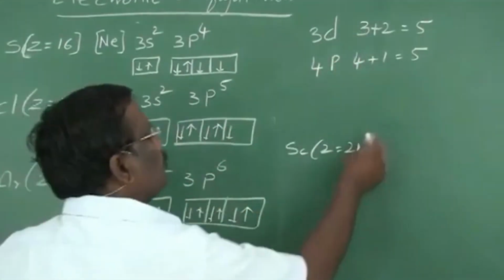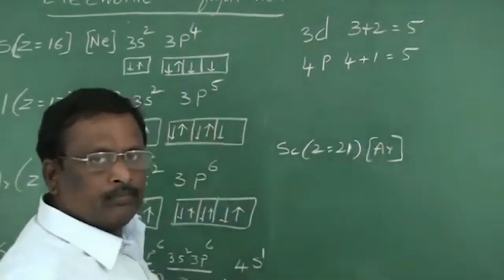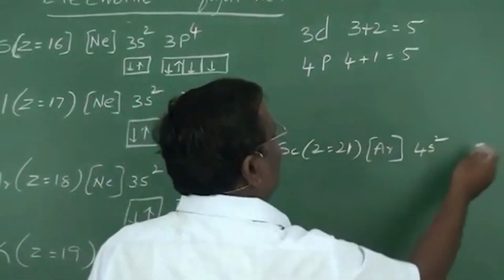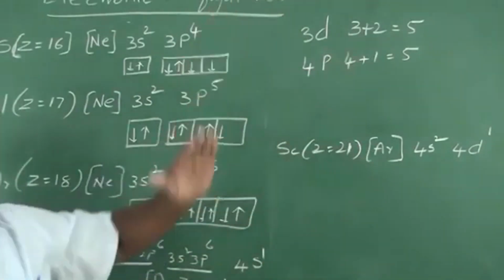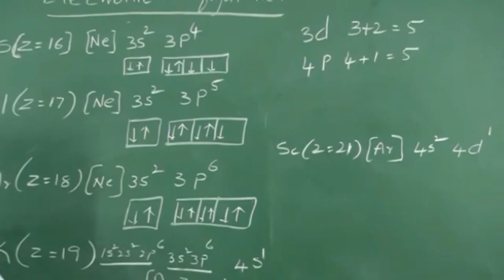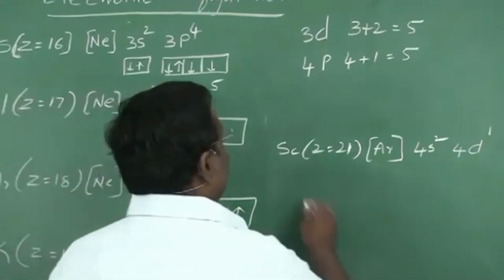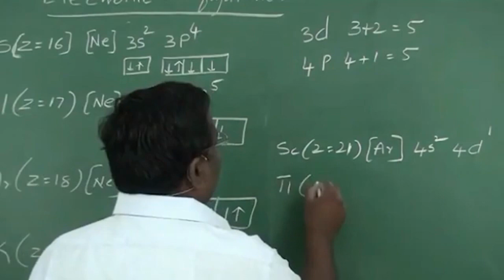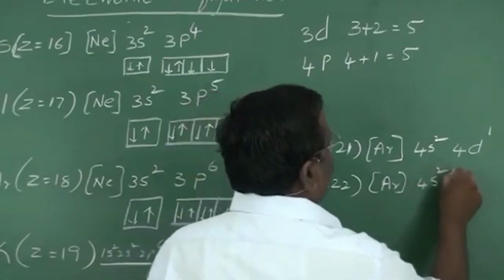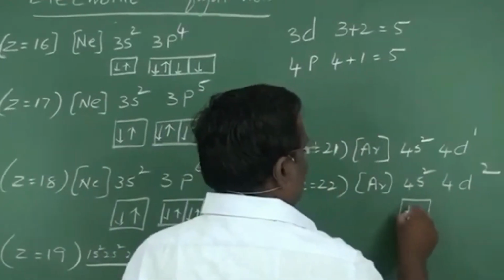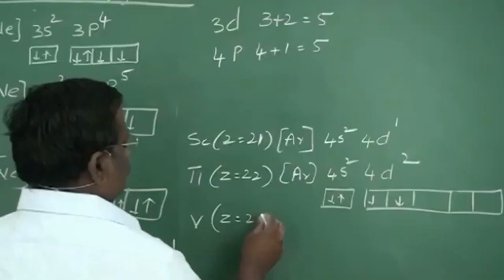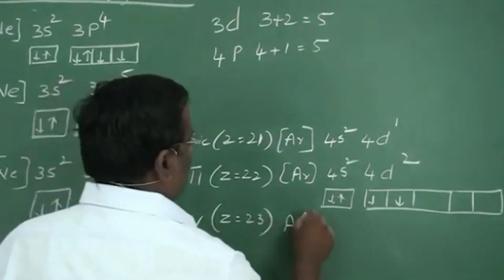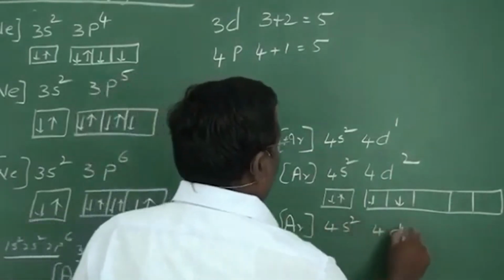So in scandium, up to argon, the 18 electrons' configuration is the same. The next 2 electrons will enter into 4s2 and the 21st electron will enter into 3d1. And in the next 10 elements, the d orbital will be gradually filled up. That is the electronic configuration. Scandium, then titanium, Z is equal to 22. Argon 4s2, 3d2. Vanadium, 23. Argon 4s2, 3d3.